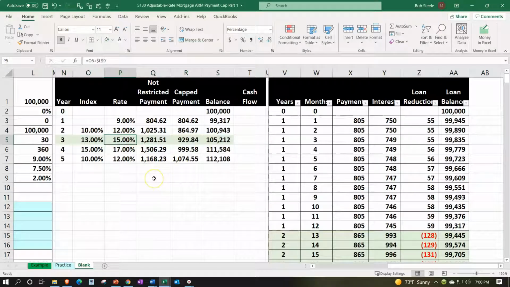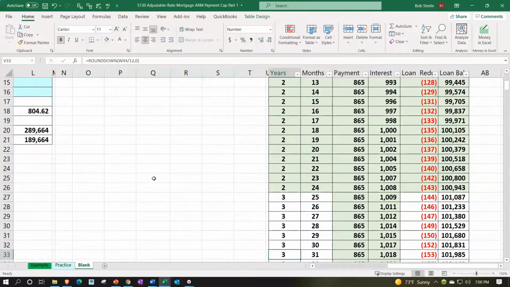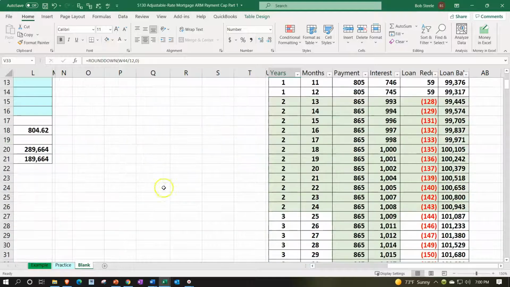It's green. So then it went up to 15%, which would mean that we would have the 1,281.51. But then again, we only capped it at 929.84. So it should be that amount because we're going to let the interest rate go up and amortize upwards, but we're not going to be paying that much, which means the balance in the loan could go up. So that's where the funny business happens. The business is funny here. So we're going to say that's happening in year 3.